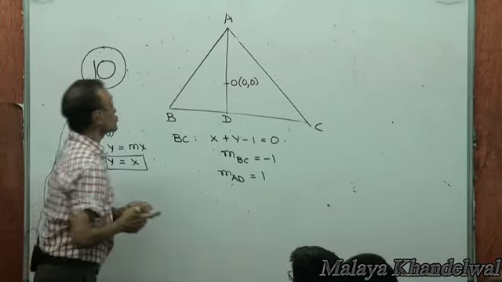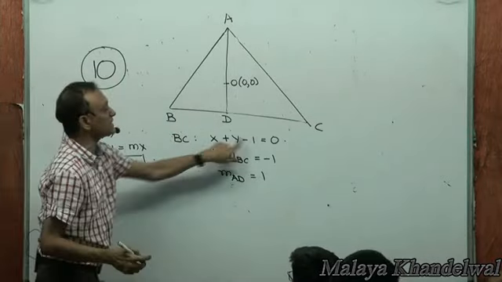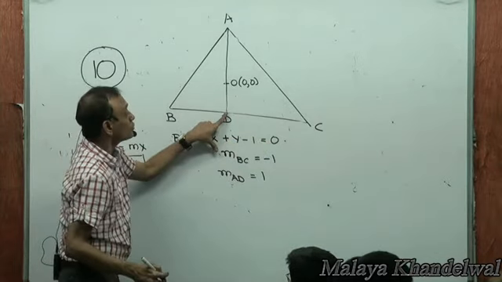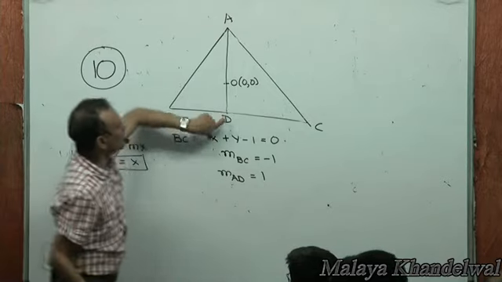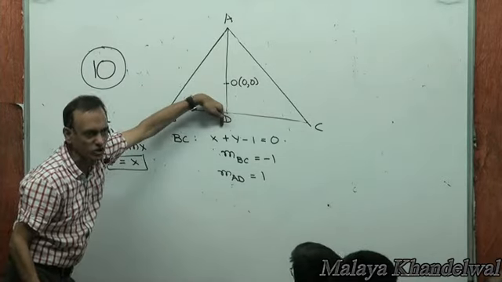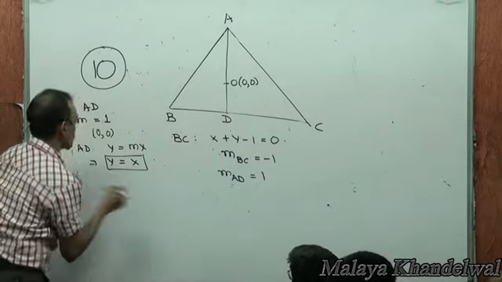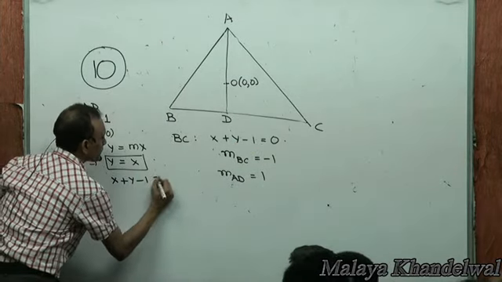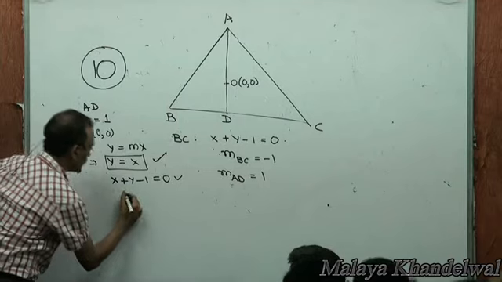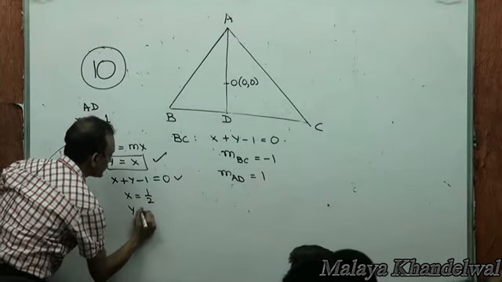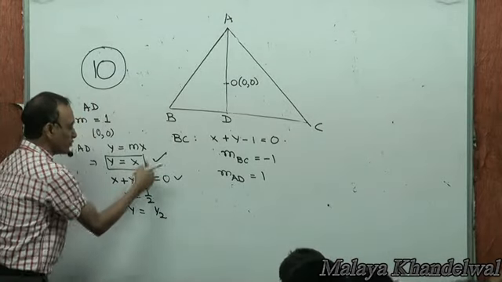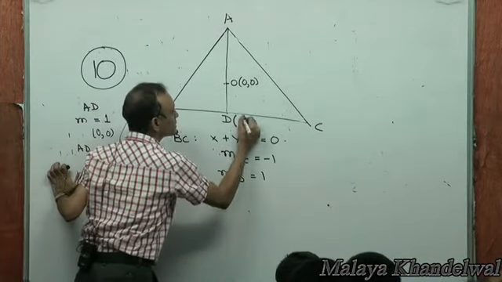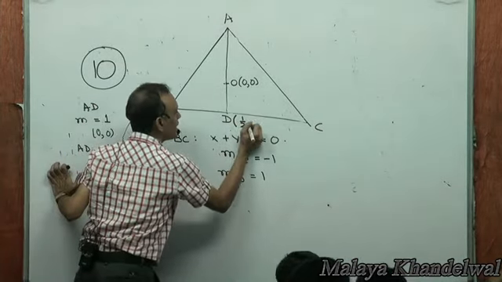Now, so if AD is y equal to x, BC is x plus y minus 1, then to find D, what do? Solve these two equations to get D. If you solve between AD and BC, you get the coordinates of D, yes or no? So x plus y minus 1 equal to 0, and y equal to x, if you solve, you get x equal to half and y equal to half, yes or no? Put x equal to y, so 2y equal to 1, y equal to half, and therefore x is half. So D has coordinates (half, half). Yes or no?